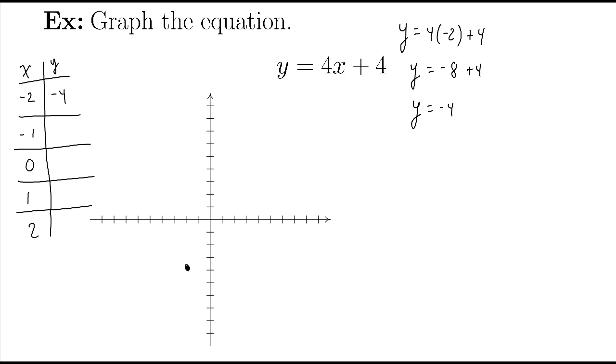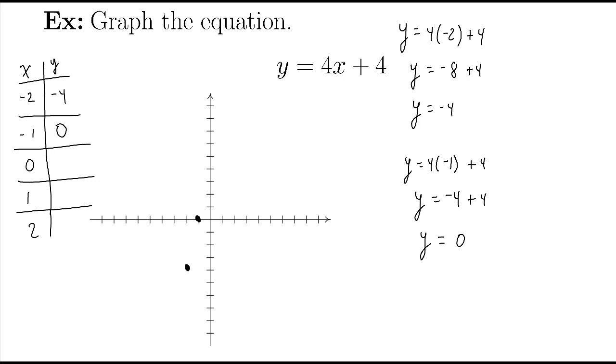All right, so now let's try when X is -1. Okay, so I just did the same thing, except for X, I plugged in -1. I substituted -1 for X. 4 times -1 is -4. -4 plus 4 is 0. Okay, so when X is -1, Y is 0. -1, comma 0.